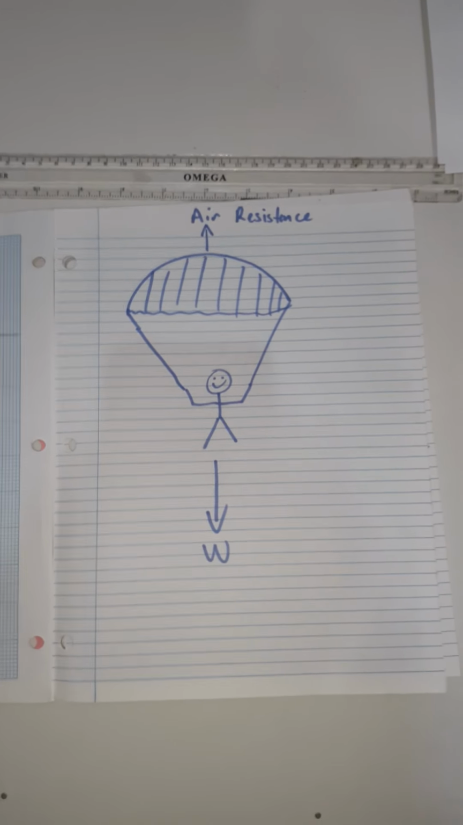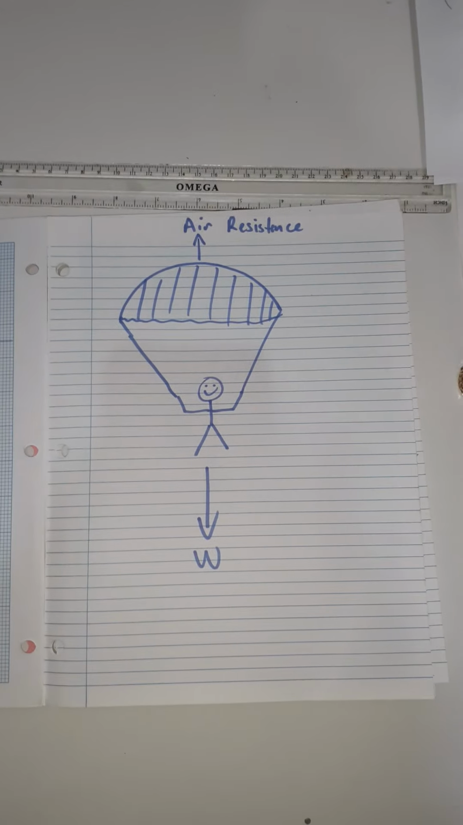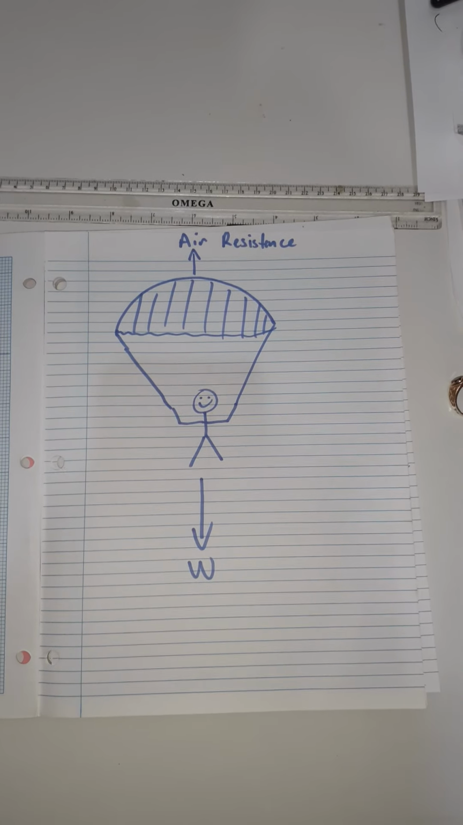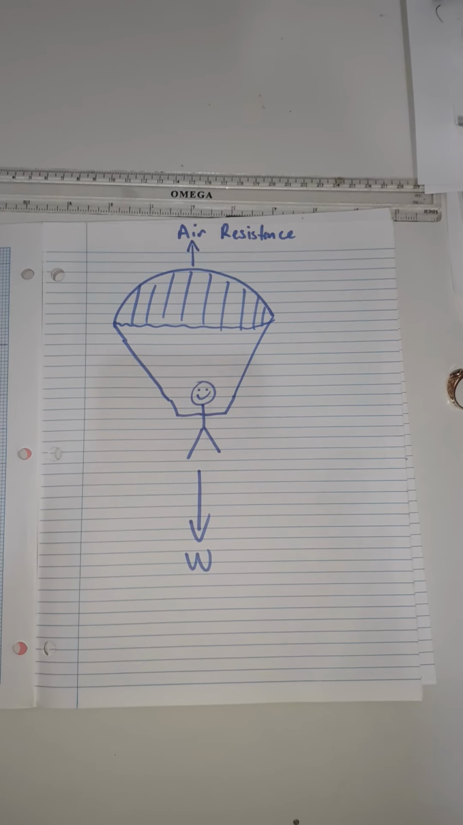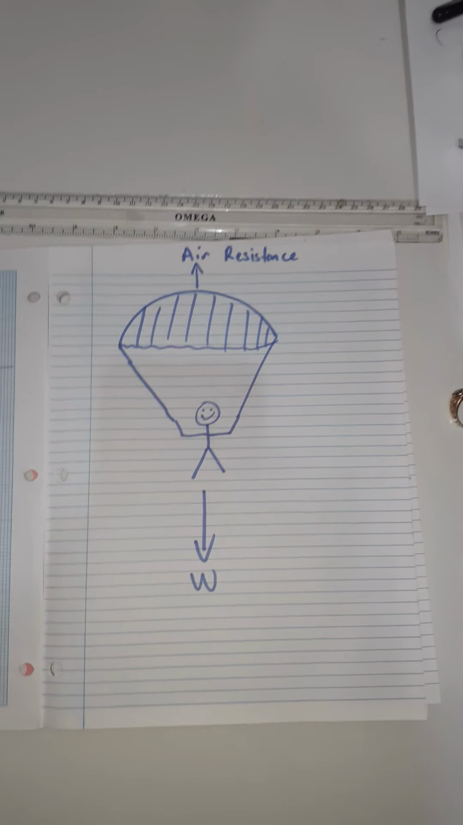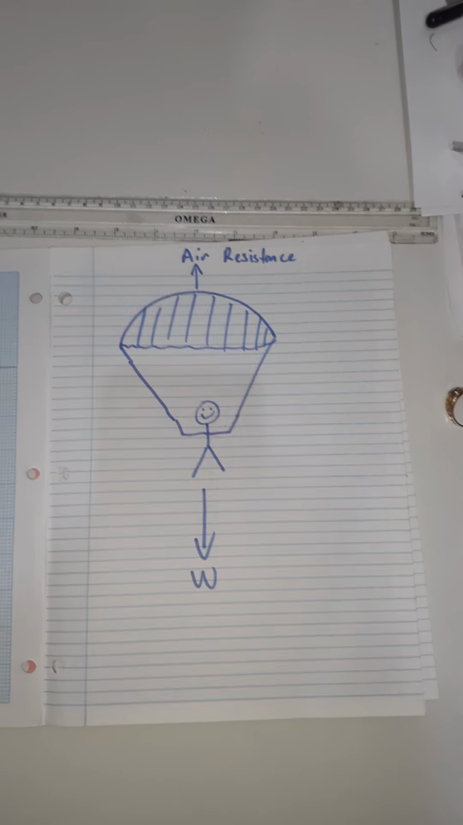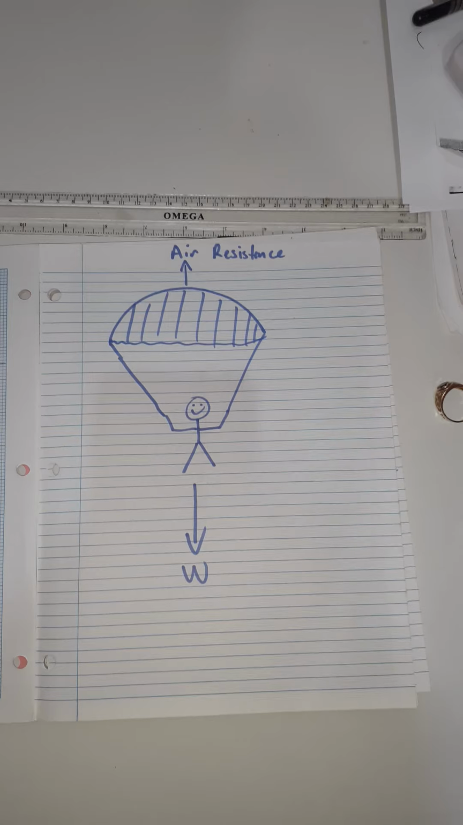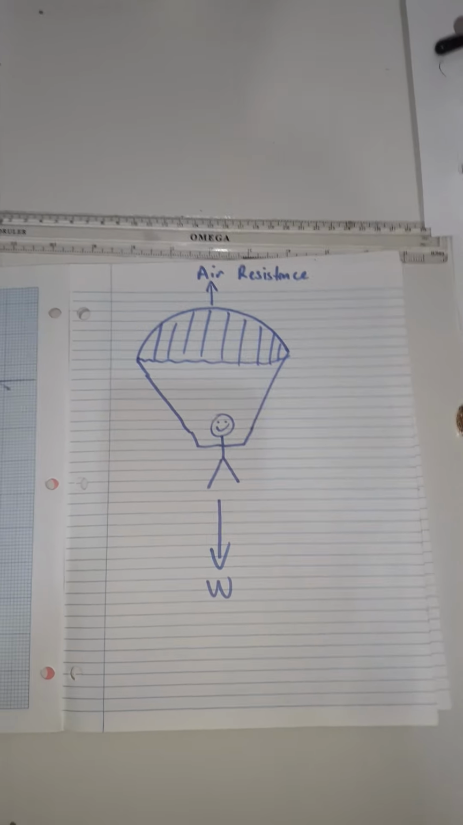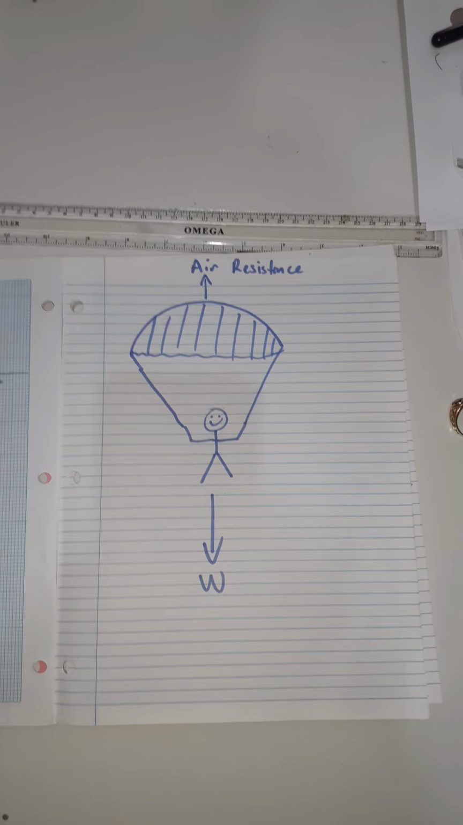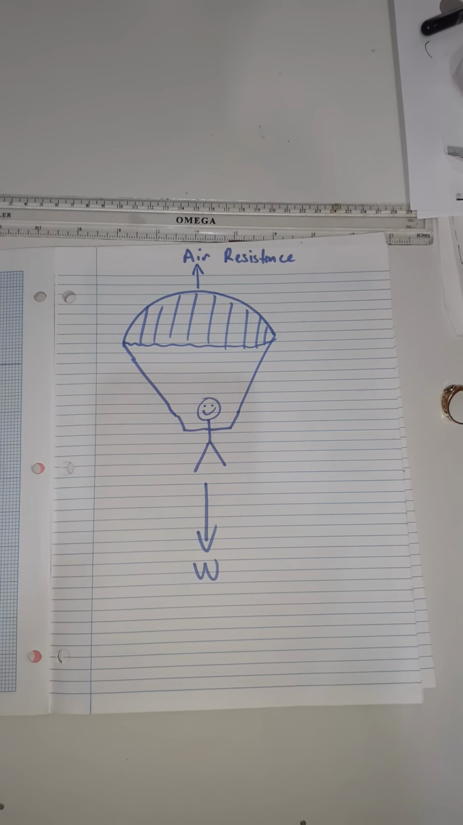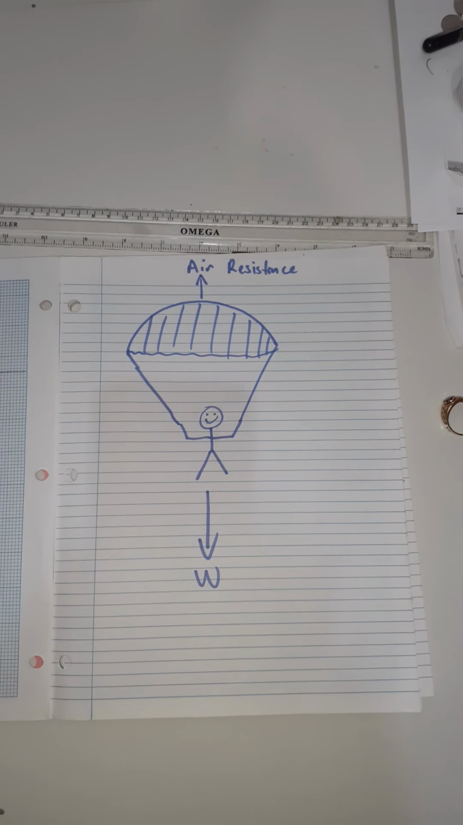Now let's just say, for example, we have a guy falling with a parachute here. The forces acting on this guy is gravity. Gravity gives him his weight, so his weight is acting downwards. And of course, the parachute traps some of the air, and as a result, you get air resistance. Now notice the weight is larger than the air resistance, and therefore the person continues to fall, but just not as fast. Now if the air resistance and the weight were the same, the person would remain stationary, right?